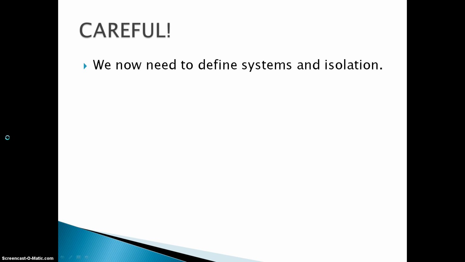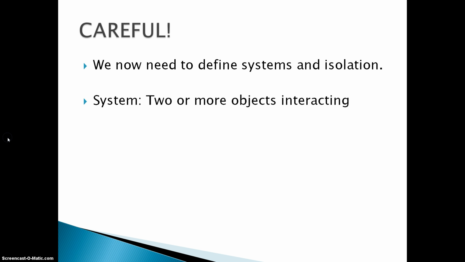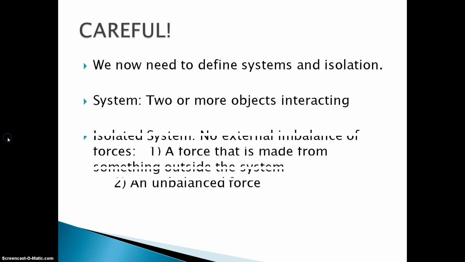We now need to define what a system is as well as isolation. You might think isolation is what I do when I try to study, but that's not true here at all. A system is 2 or more objects interacting. You sitting on your chair, you're a system. You screaming at your parents, that's a system. All of us on this wonderful planet, that's a system. The entire universe together is another system.